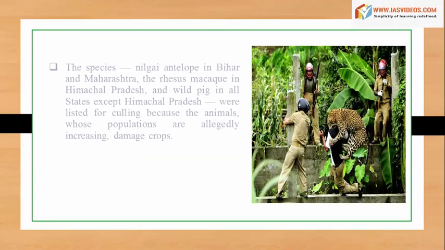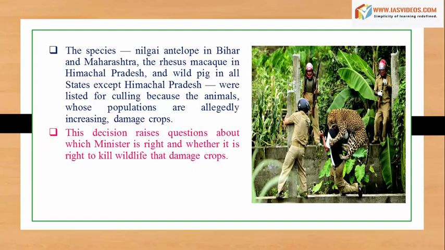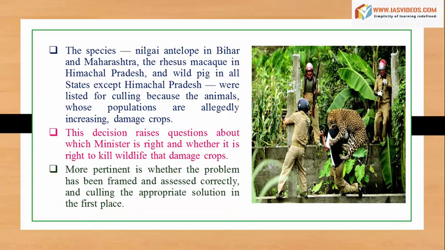The species, Nilgai antelope in Bihar and Maharashtra, the rhesus macaque in Himachal Pradesh, and wild pig in all states except Himachal Pradesh, were listed for culling because the animals, whose populations are allegedly increasing, damage crops. This decision raises questions about which minister is right and whether it is right to kill wildlife that damage crops. More pertinent is whether the problem has been framed and assessed correctly, and whether culling is the appropriate solution in the first place.